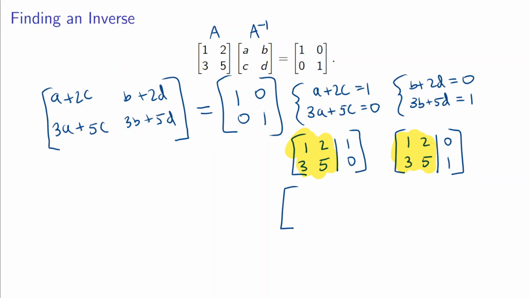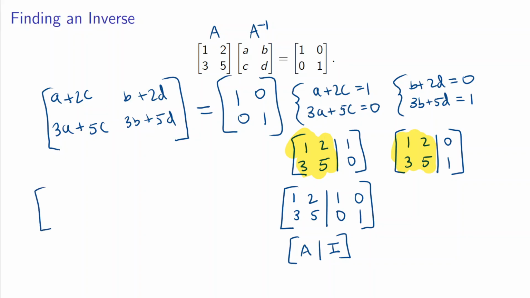How we can do that is by writing 1, 2, 3, 5, and then putting both of these columns, both 1, 0 and 0, 1, to the right of that line, augmenting with 2 different right-hand sides simultaneously. And what you might notice is that we've got our original matrix A augmented with the 2 by 2 identity matrix. So let's try and solve this now like we would solve a regular system of equations. I'm going to rewrite it over here to give myself a little more space.